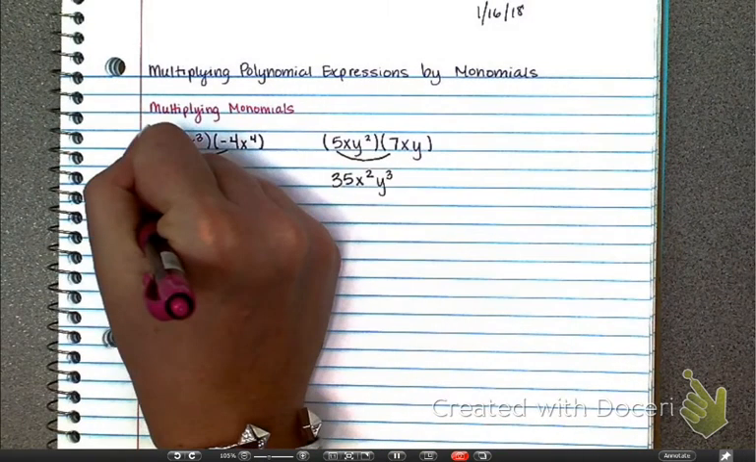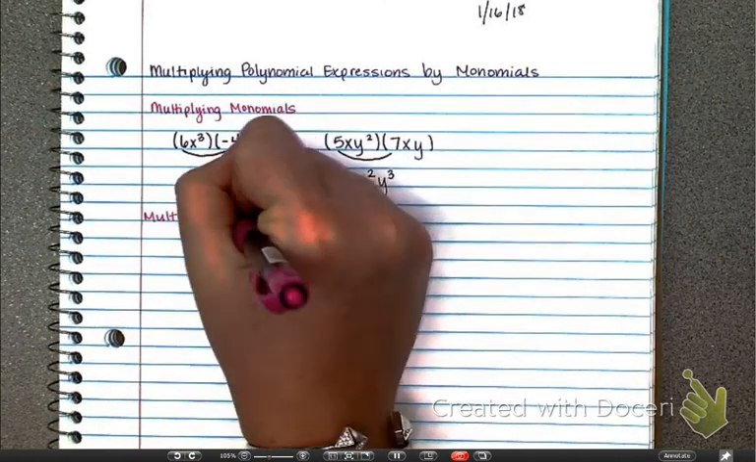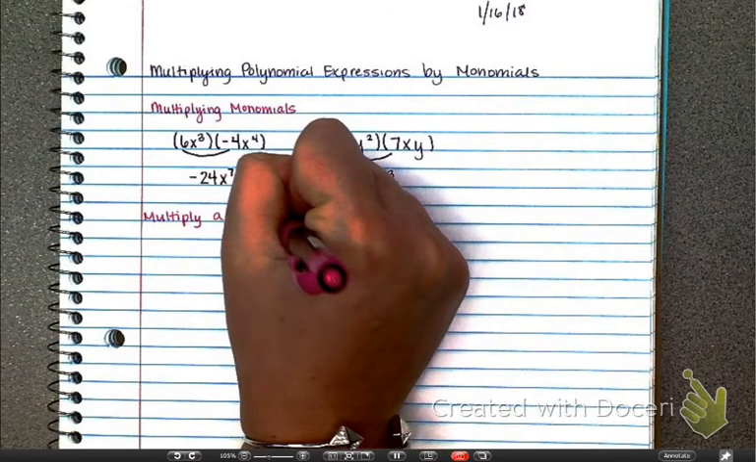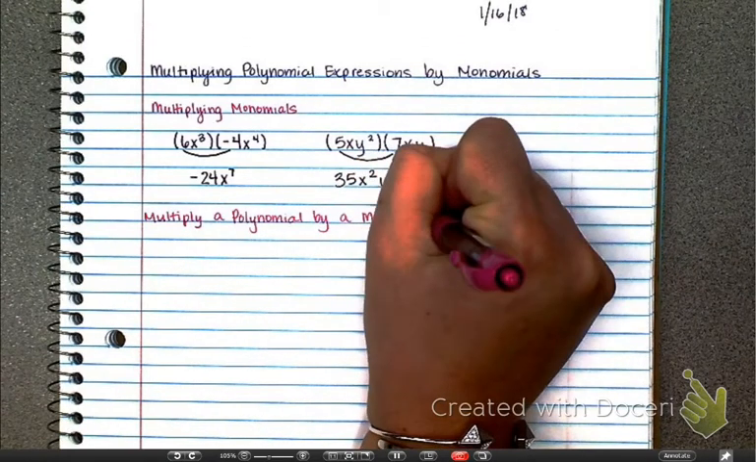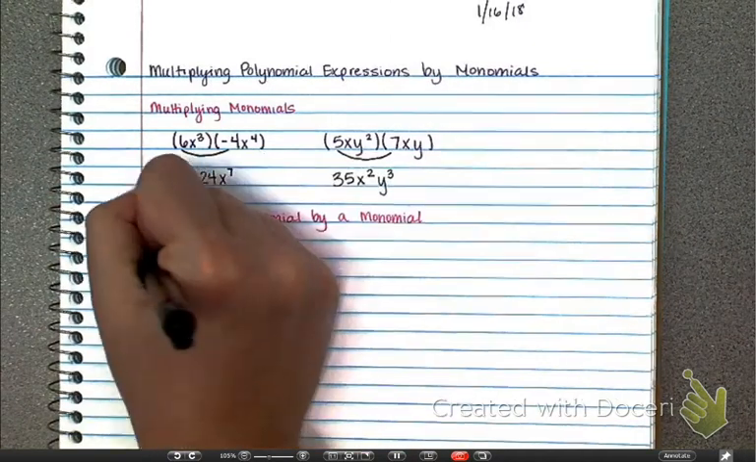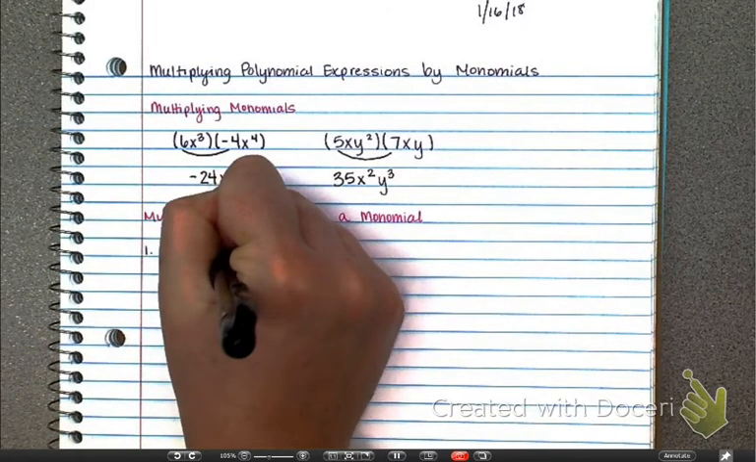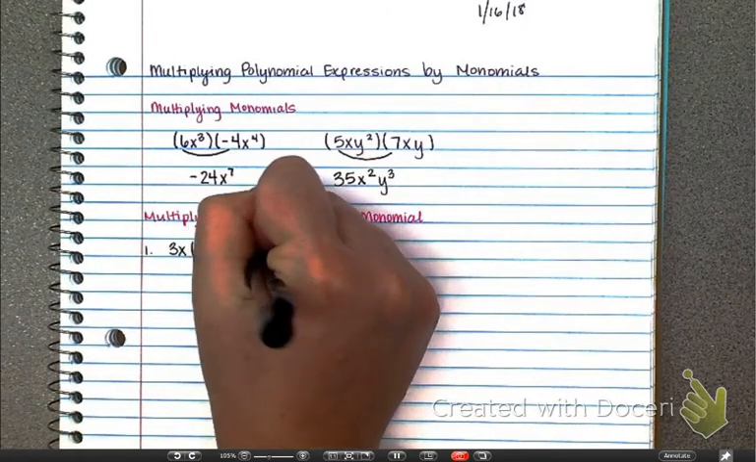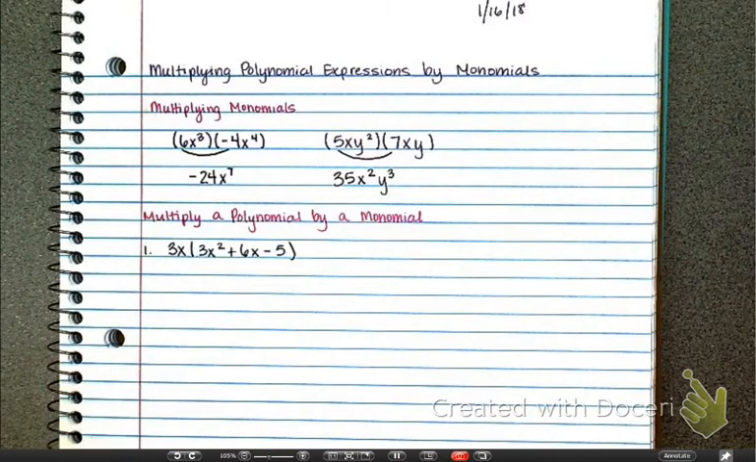Okay. Let's multiply a polynomial by a monomial. So I have 3x times the quantity 3x squared plus 6x minus 5.